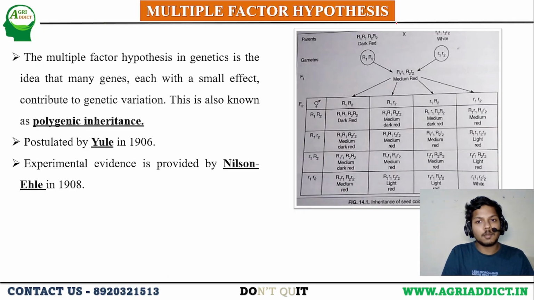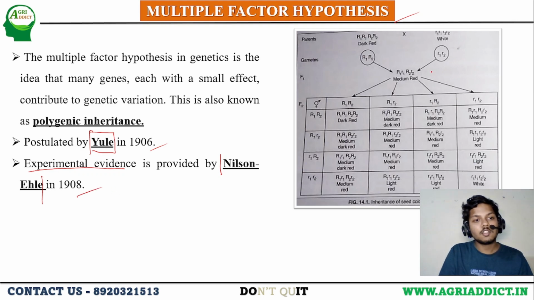Next one is multiple factor hypothesis. Multiple factor hypothesis, this is the important bit, like who postulated it? Yule. Yule postulated it in 1906. But the experimental evidence, meaning the proof that the multiple factor hypothesis is true, was provided by Nielsen et al. in 1908.